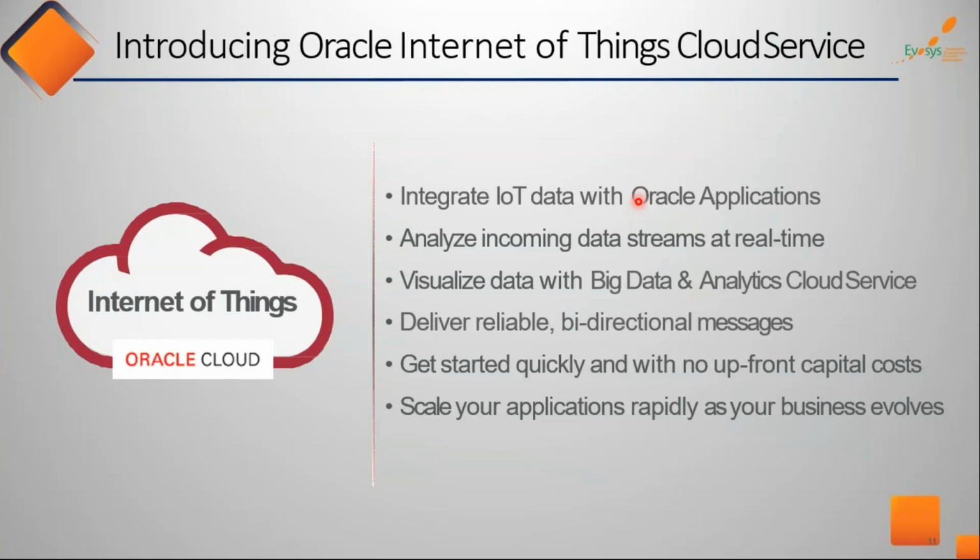So, introducing Oracle IoT Cloud Service, which is an Oracle platform. It integrates your IoT data with Oracle applications. It helps you analyze incoming data streams in real time. It helps you visualize your data; you can see what asset has what parameters. You can connect it with your analytics cloud and big data clouds to generate the KPIs. It delivers reliable bidirectional messages: you can send messages back to your IoT devices to put them into action.